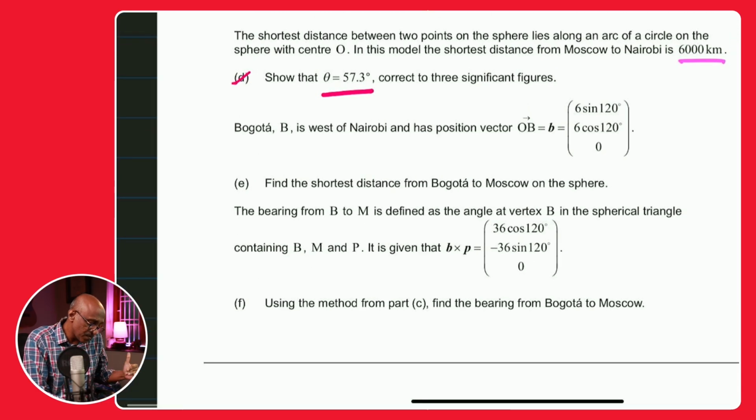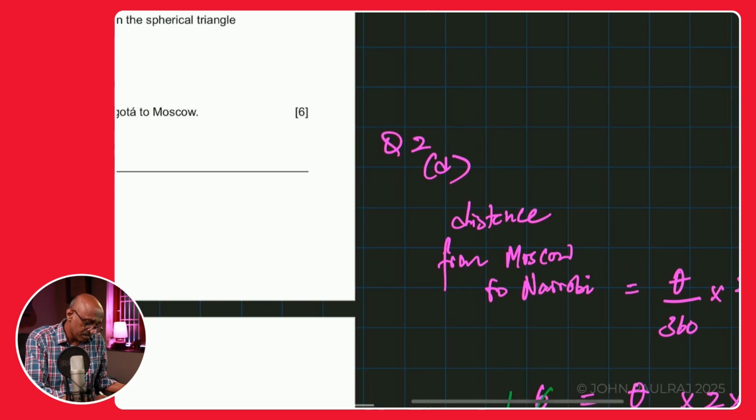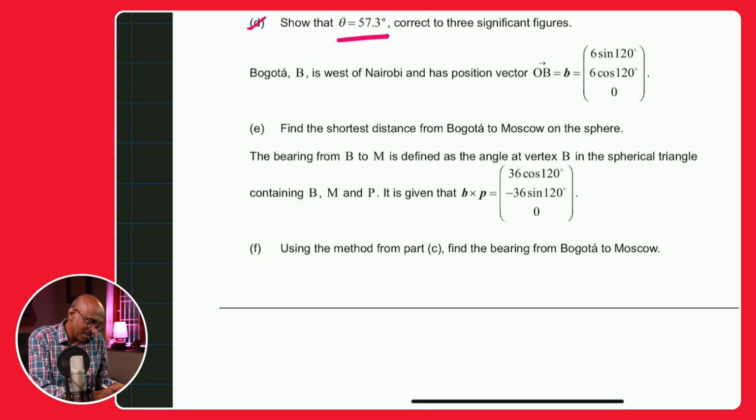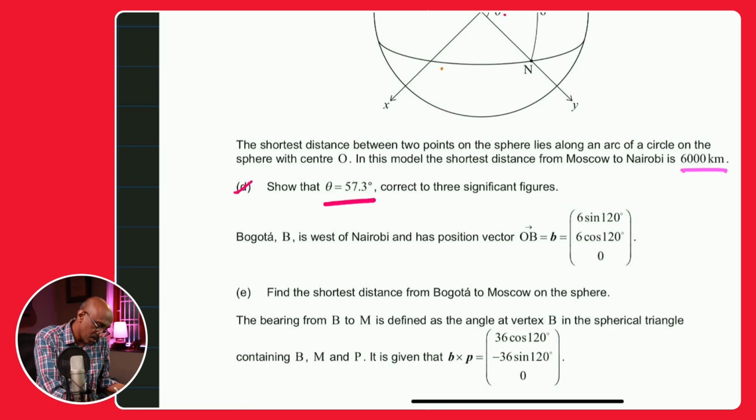Bogotá is west of Nairobi and has position vector OB bar is 6 sine 120, 6 cosine of 120 and 0. Find the shortest distance from Bogotá to Moscow on the sphere. Again, we're going to use the formula for the arc length, because that's how it's defined. But first, we need to find the angle between ON and OB. We don't know where exactly, not necessarily on the equator, but if this is B, then OB and ON give the angle we need, BON, right?